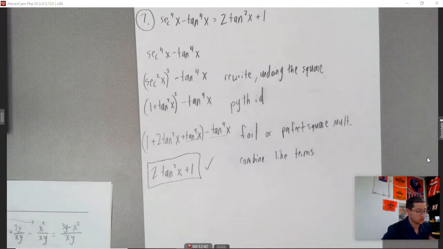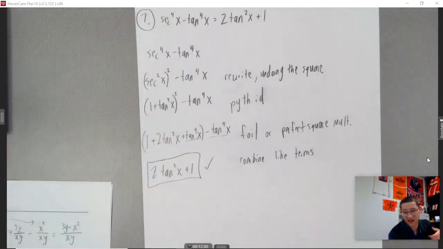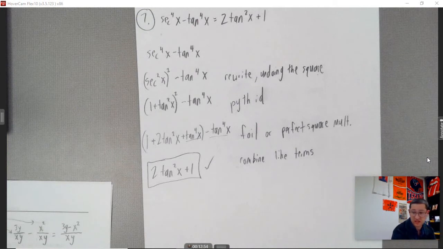So, another really good one, where you see over here we've got a secant. There's no secant in our answer. Let's get rid of that secant. Well, how can we get rid of it? We know secant and tangent play together in the Pythagorean identity, so we can use that Pythagorean identity to get rid of it and change it to tangent. So that's the approach that we take there.